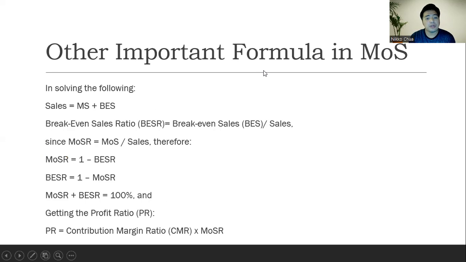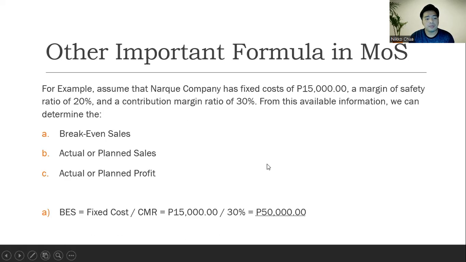We have this other formula in MOS. Sales is equal to MS, or margin of safety, plus BES, break-even sales. There is also a break-even ratio here. So let's proceed with the problem.